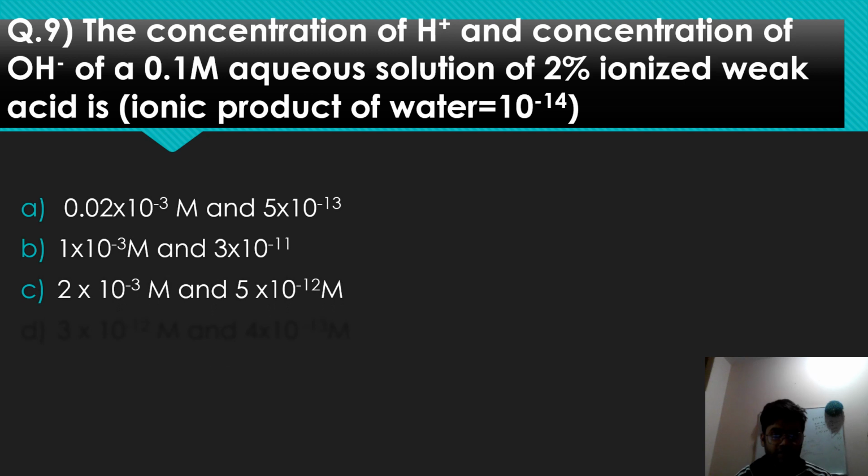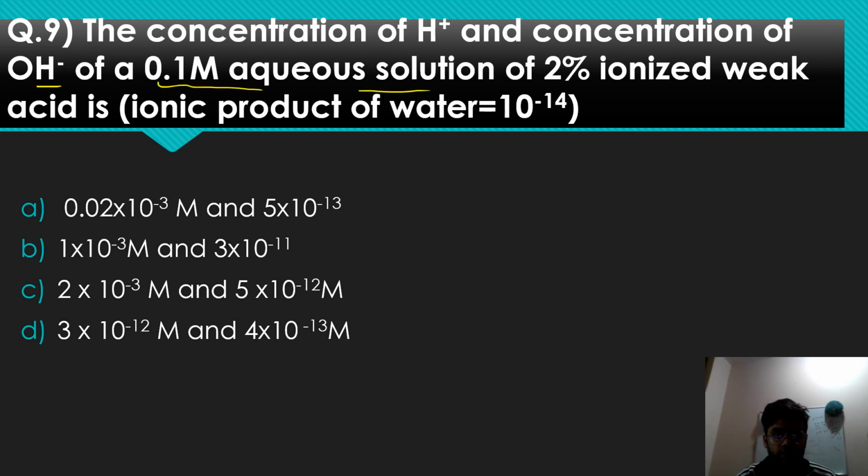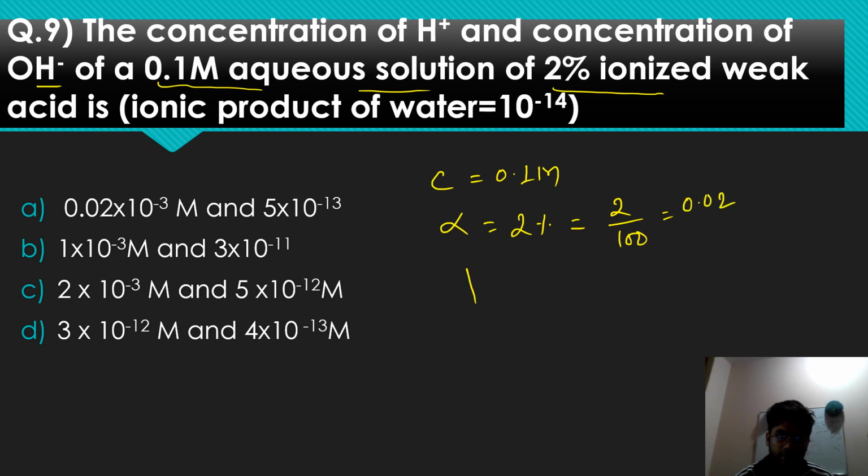Find the concentration of H plus and OH minus of a 0.1 molar aqueous solution of 2% ionization. Here the total concentration in aqueous solution C equals 0.1 molar and alpha equals 2%. It means alpha equals 2 divided by 100, which gives 0.02. The ionic product of water Kw equals 10 to the power minus 14.